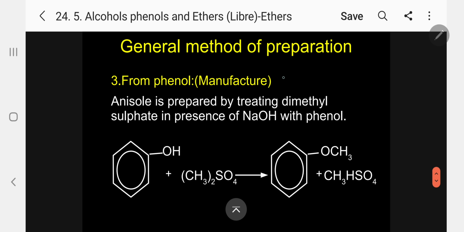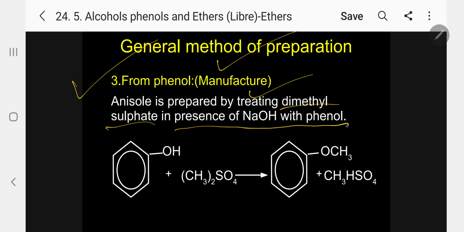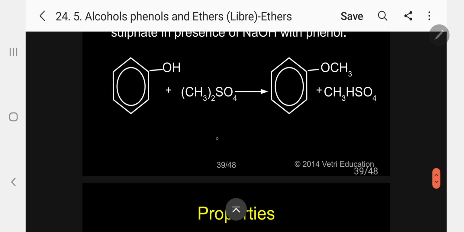The next one, from phenol, again I told you, another reagent for the commercial method of manufacture. Anisole is prepared by treating phenol with dimethyl sulphate in presence of sodium hydroxide. In presence of sodium hydroxide, it undergoes condensation reactions to produce anisole, and we get methyl hydrogen sulphate. Kindly follow. So, this is the industrial method of preparation.